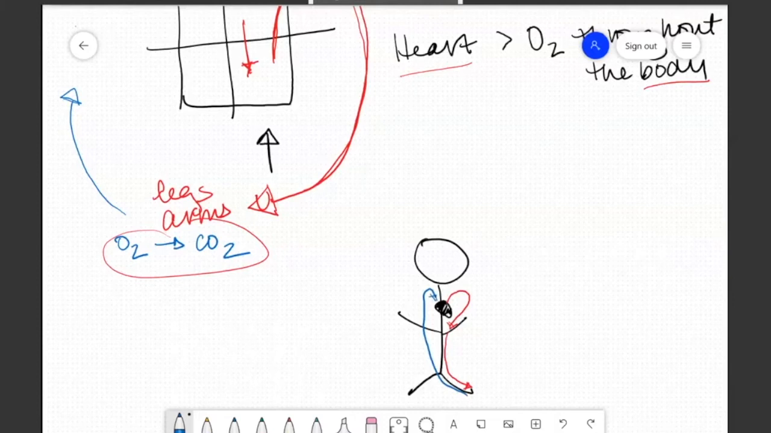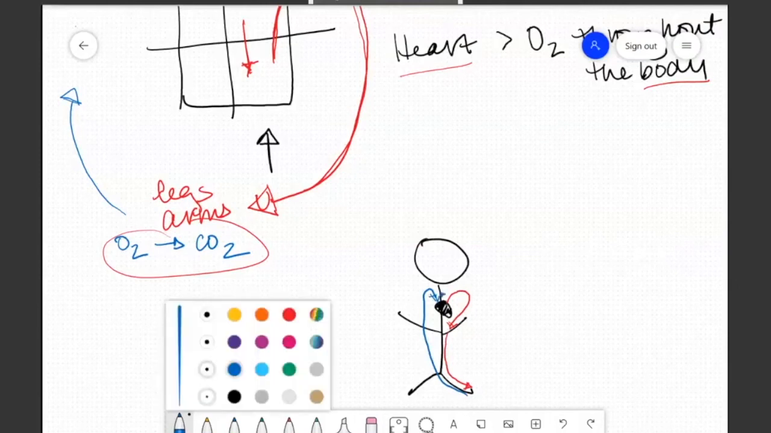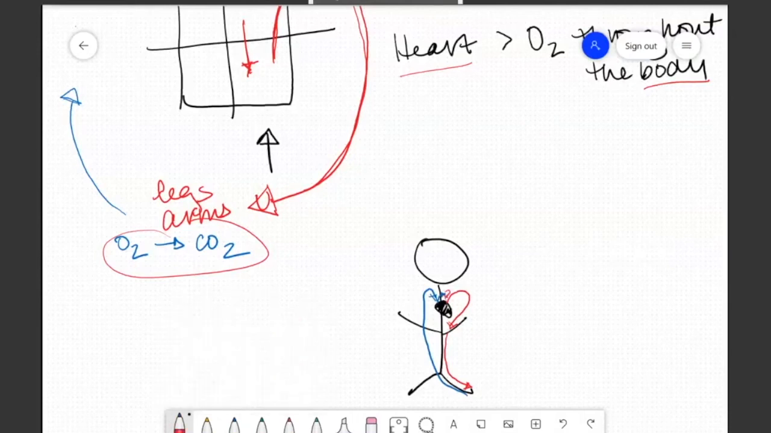Now remember, our blue has to come into the body. We haven't done pulmonary. This is only our systemic. So then what we're going to have is our blue coming out. It's going to go to your lungs, and then you're going to have that come back. So it is actually an intra-circle.